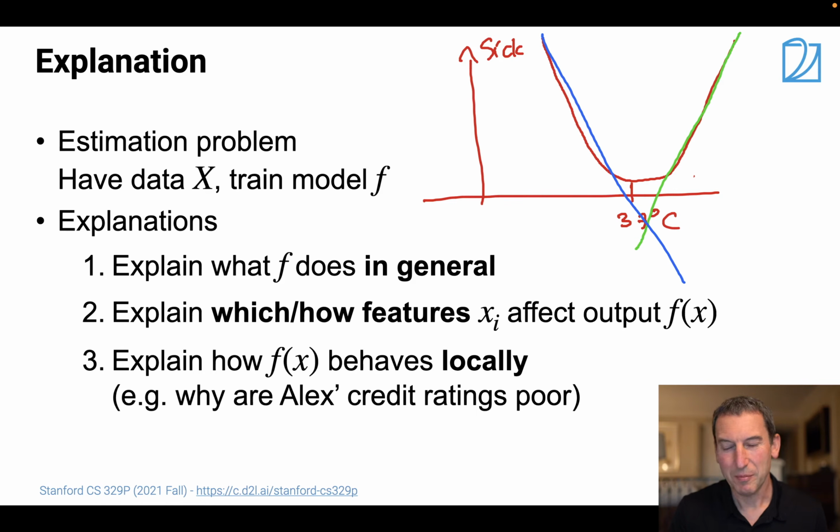In any case, this is why you may want to explain things locally, or you might want to explain why are Alex's credit ratings poor, as opposed to what makes good or bad credit ratings. And I don't know exactly all the parameters that go into the credit score, but you could argue this way too.